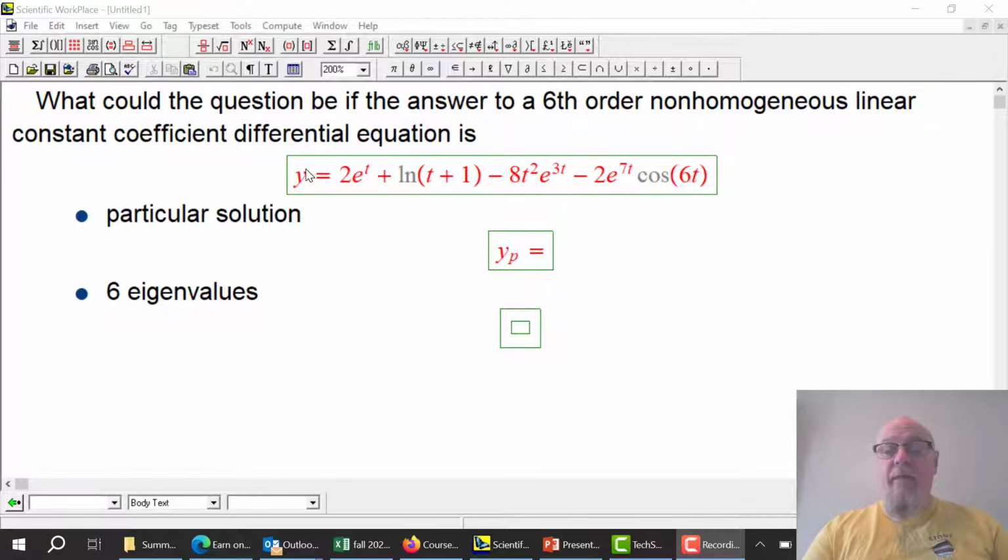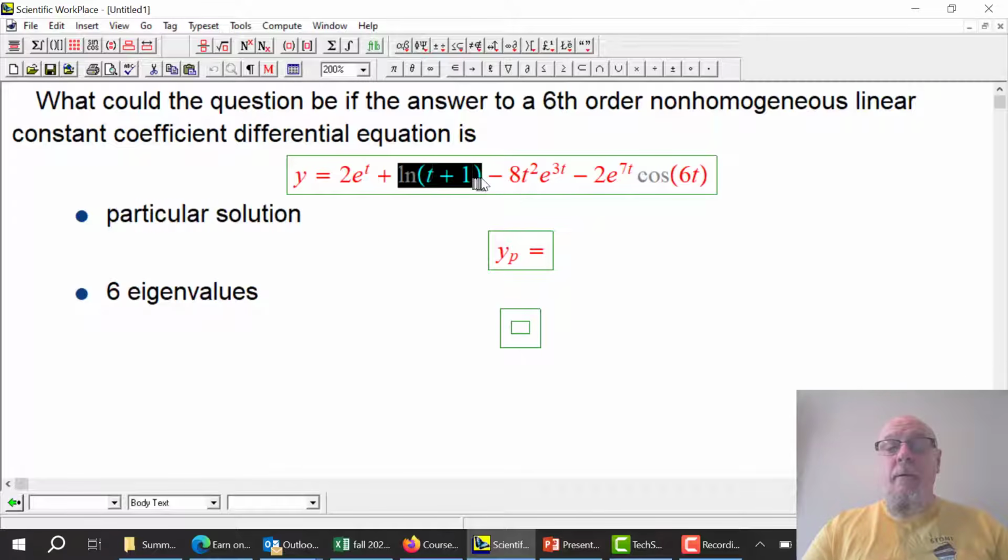So I'm saying that this equation is a solution to a sixth order non-homogeneous linear constant coefficient differential equation. And the question is, what was the question? So let's find that differential equation. I look at it and I see pieces that could be done. Remember, it's linear constant coefficient, so eigenvalues are going to be key.